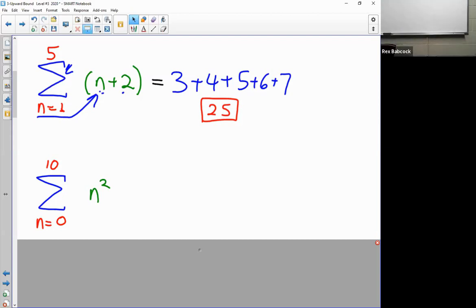I want the sum, says sigma, I want the sum starting at 0, going to 10. So you have 11 things to do in squared. That's a real famous series of sequence, the integer squared. See if y'all can do that.